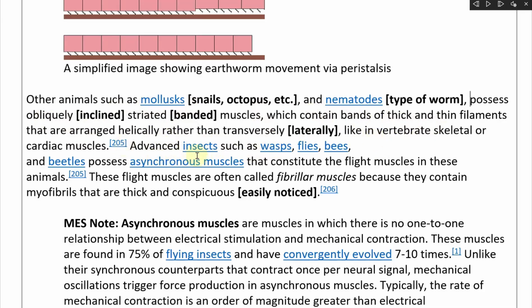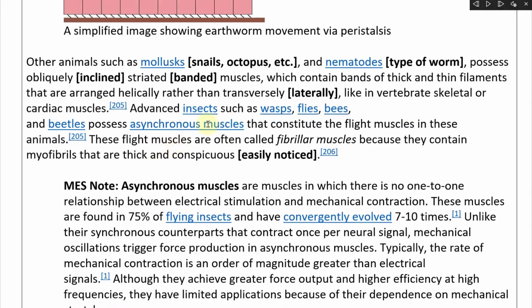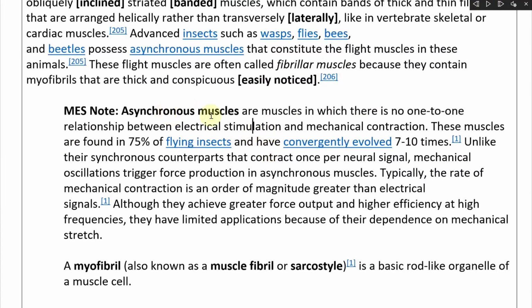It's very interesting. Advanced insects such as wasps, flies, bees, and beetles possess asynchronous muscles that constitute the flight muscles in these animals. These flight muscles are often called fibrillar muscles because they contain myofibrils that are thick and conspicuous, or easily noticed. All right, so continue further.